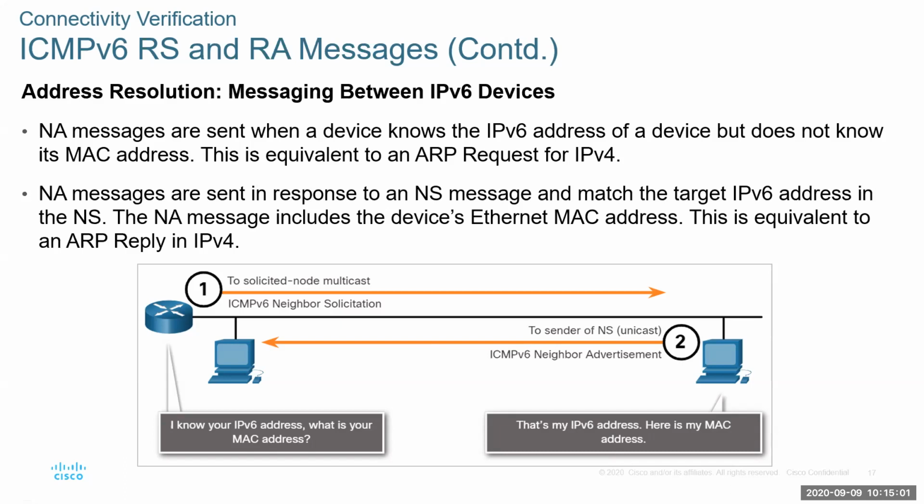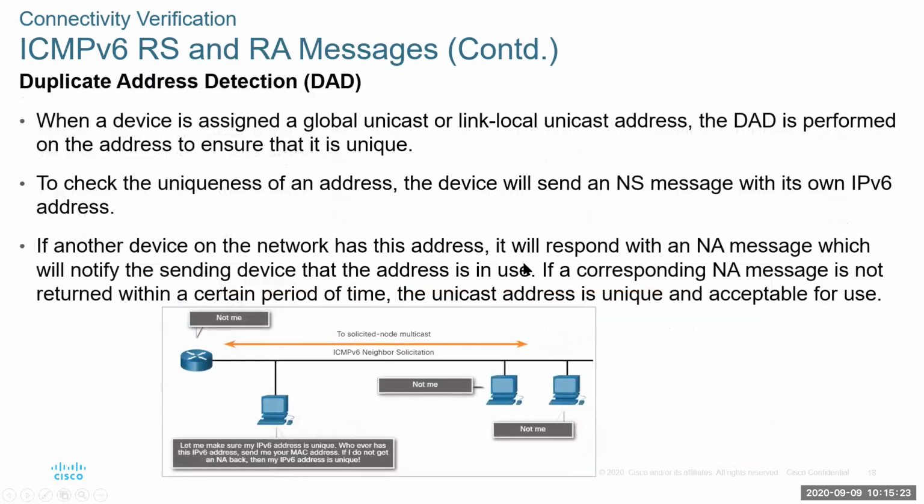So that's the difference between IPv4 and IPv6 when dealing with address resolution. In IPv4, we use ARP, which is Address Resolution Protocol. And then in IPv6, you're going to have NA and NS messages going between devices, so neighbor advertisements and neighbor solicitations.